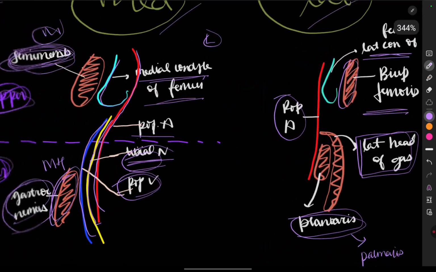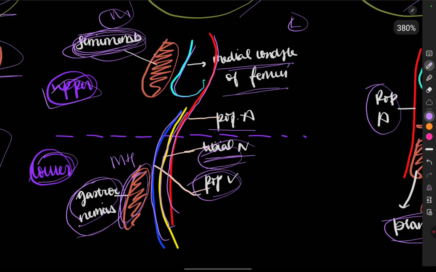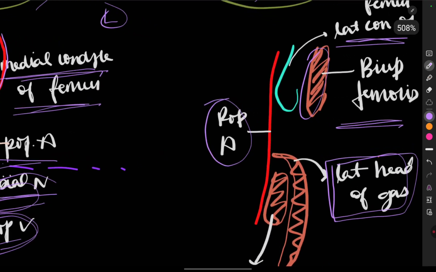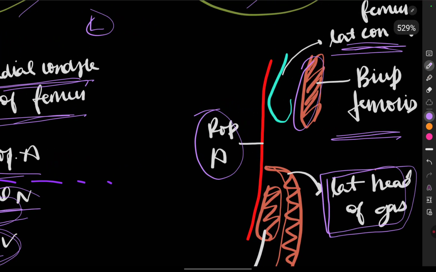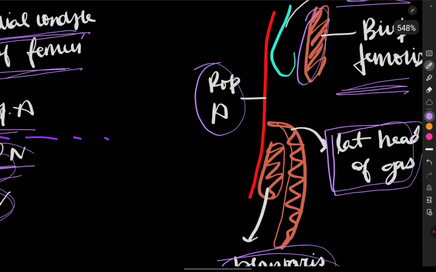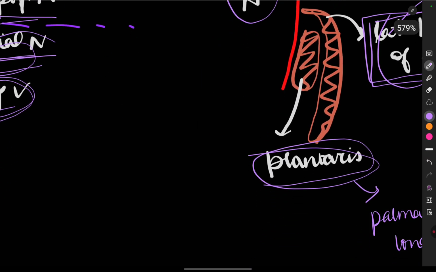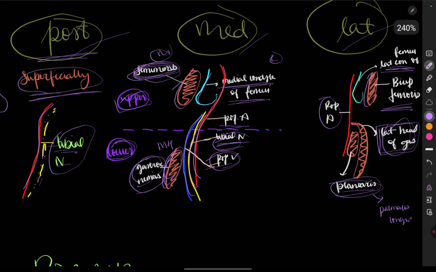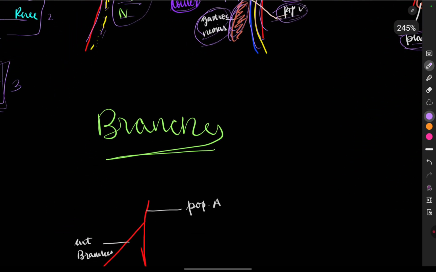So see, medial side: semimembranosus, medial condyle of the femur, popliteal vein, tibial nerve, and the gastrocnemius medial head. And on the lateral side: the lateral condyle of the femur, the biceps femoris muscle, the lateral head of the gastrocnemius, and the plantaris muscle. So if you remember the diagrams easily, it will be very simple to understand and write the same diagram in an elaborated format, so it is surely going to get your marks.